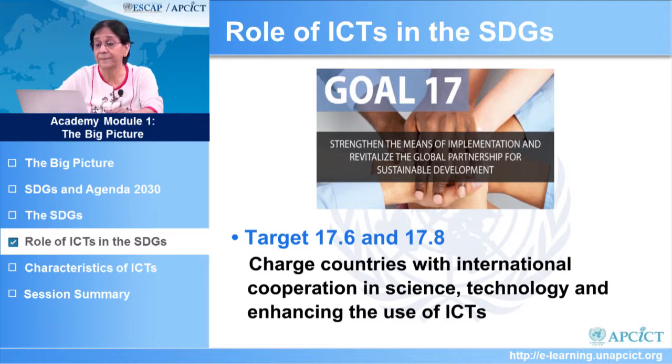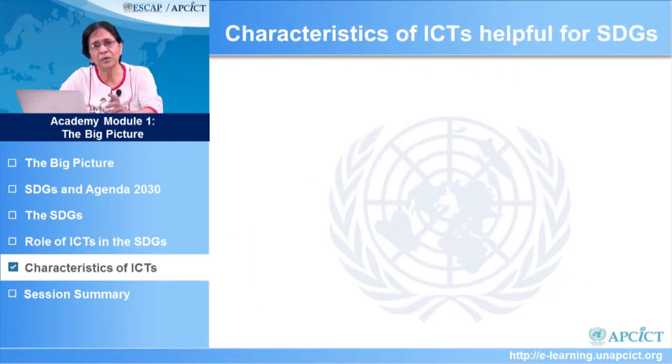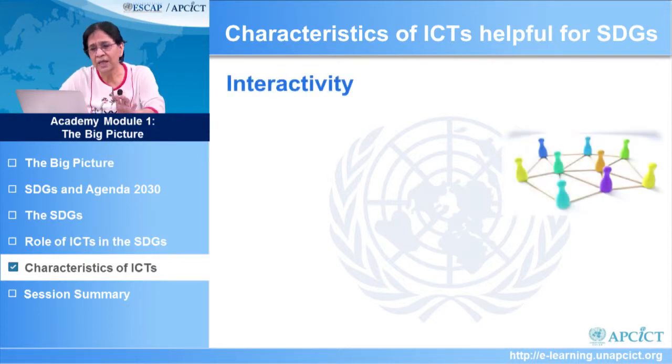So when we talk about information and communication technologies, which for each one of us are represented by either the mobile phone or by the desktop telephones, and represent our access to the internet and to the softwares and applications thereof. What are the features of ICTs that are likely to be helpful in achieving the Sustainable Development Goals? The first of these is what we call interactivity.